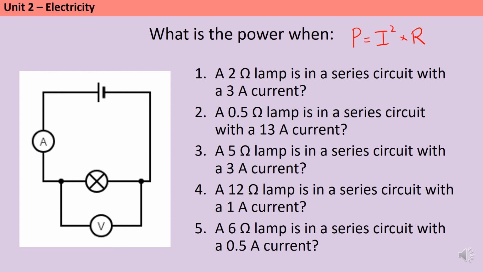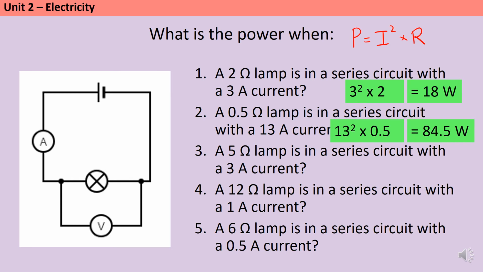The power rating of a 2 ohm lamp in a series circuit supplied with a 3 amp current is going to be 3 squared times 2, which is 18 watts. A 0.5 ohm lamp in a series circuit supplied with a 13 amp current is going to have a power of 13 squared times 0.5, which is 84.5 watts. For question 3, you should have 75 watts. For question 4, 144 watts. And for question 5, 18 watts.